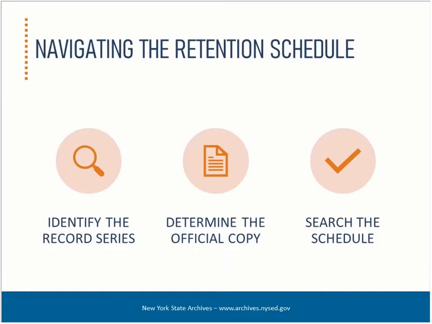The process of navigating the LGS1 is fairly straightforward. First, identify the record series being worked with. Determining the purpose or function of a record can help identify the record. Governments should not hesitate to reach out to the department that created the record to get a better understanding of what it is. Next, determine if the record is the official copy.